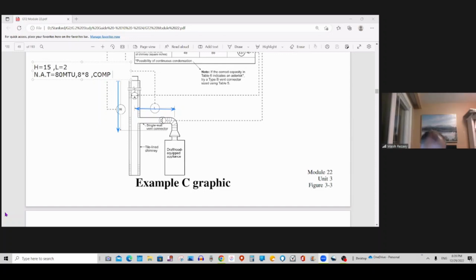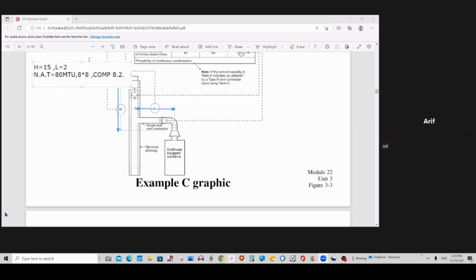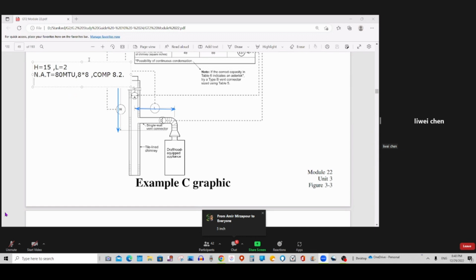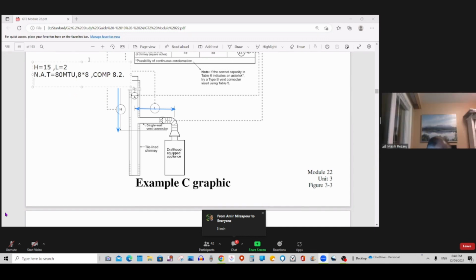It complies with 8.2.1 A and B. Mr. Chen, I solved it for you. Now you go look at table C6. Put your ruler in front of 15 and 2. And for 80,000, what do you get?